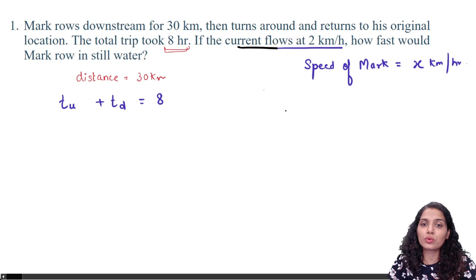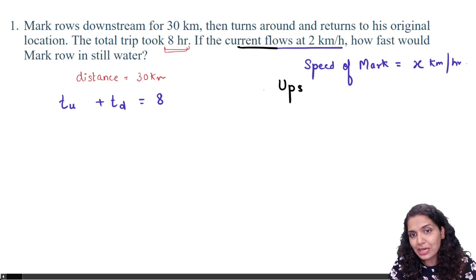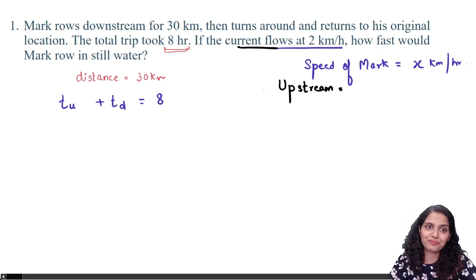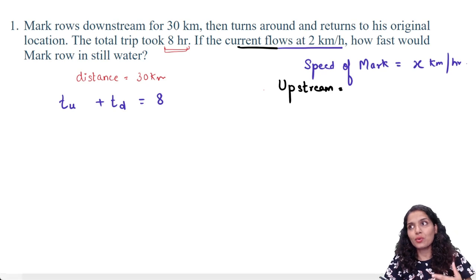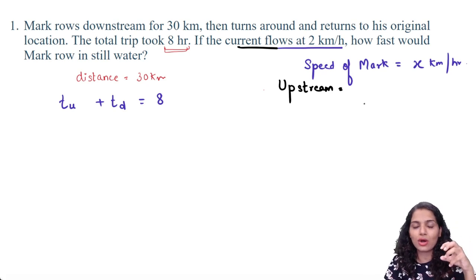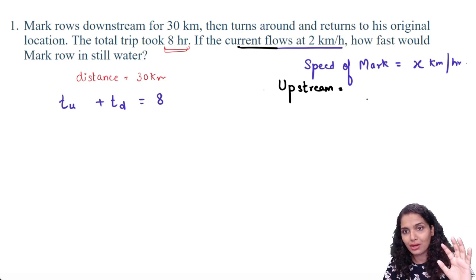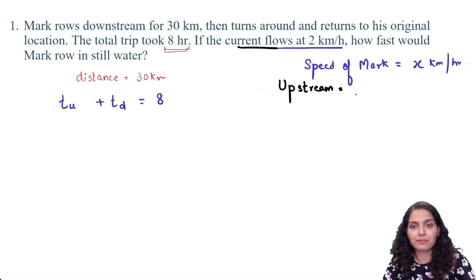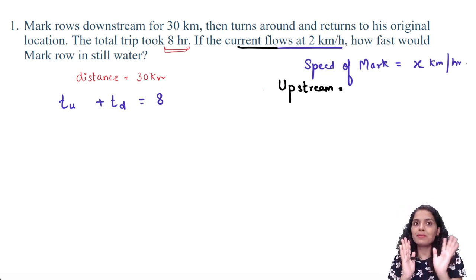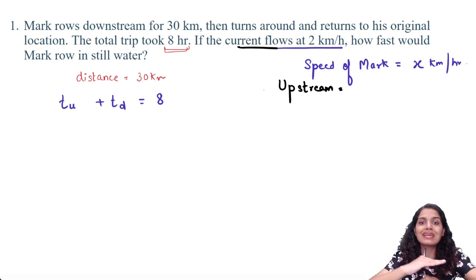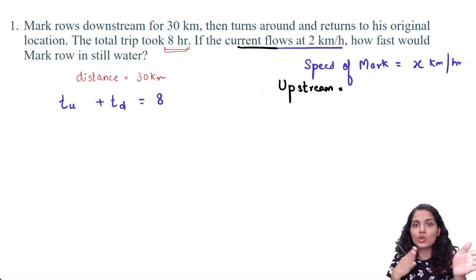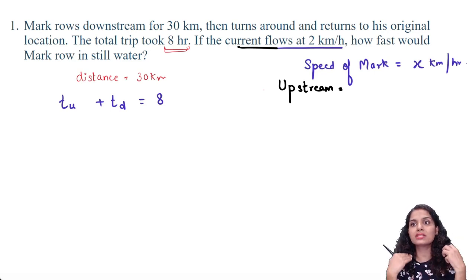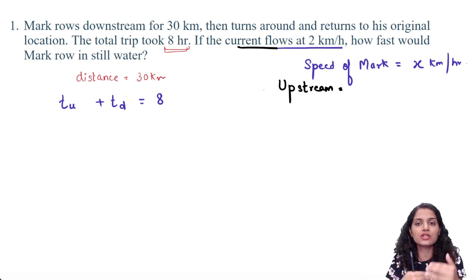Now the current flows. So when we are talking about upstream, it is very important to understand what happens in the upstream. When it is upstream, the speed will become low, right? The speed will be less as compared to downstream. So what is the meaning of upstream? Upstream means going against the current and downstream means going along the current. So when you're going along the current, of course the speed will be added. When you're going against it, your speed will be less.